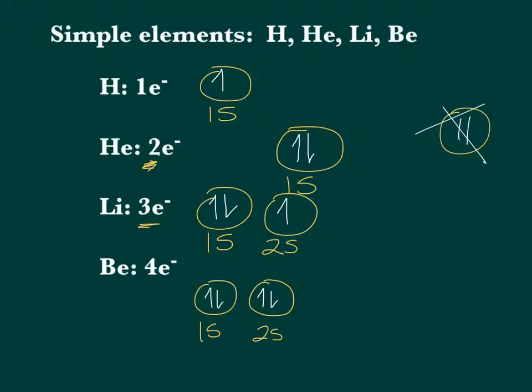So this is hydrogen, this is what helium is, this is what lithium is, and this is what beryllium is. Take note that I've drawn circles for each one. I've got arrows inside the circles, either 1 or 2. It's okay to have 1 in there, it's fine. And then I've got each one of the circles labeled with the energy level and the sublevel that goes along with it. So let's take a look at what happens as we move over to the bigger elements.